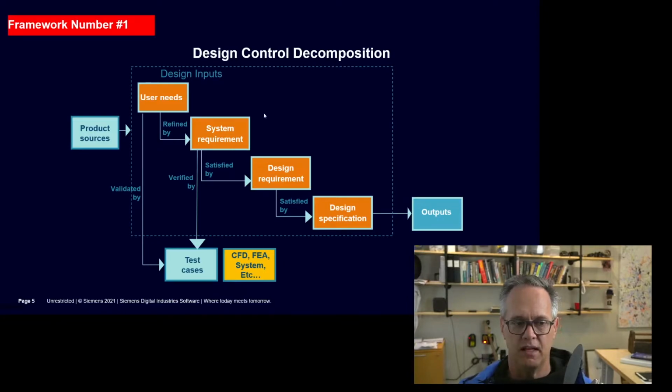And of course, we talked last time about these product sources. In addition to that, we have test cases that verify and validate the user needs and system requirements. And we want to link the design specifications to outputs. Now, what's really critical about this is what design specifications. So in a design, we might have 100,000 different design specifications.